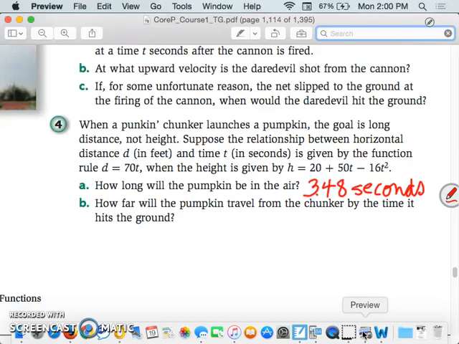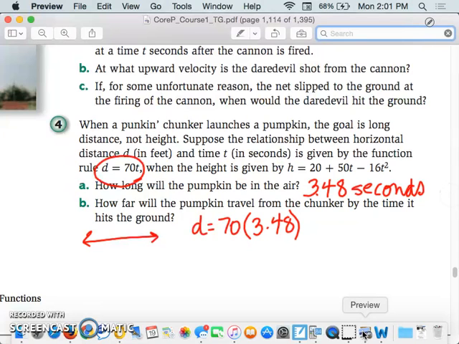And then how far will the pumpkin travel from the chunker by the time it hits the ground? That is a horizontal distance question. So what we need to do is substitute in the 3.48 into this equation right here, the horizontal distance, because the distance is equal to 70 times the amount of time the pumpkin was in the air.